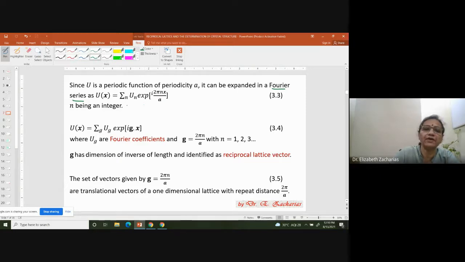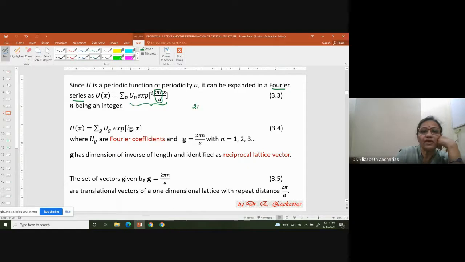I'm not going to explain why this is so, because this has to come from your knowledge of mathematics. Okay, you can write it as a sum of series where each term is going to be some Un exponential i 2 pi n x by A. The periodicity is coming from A. Okay, now what we'll do is we will simply club together some terms.